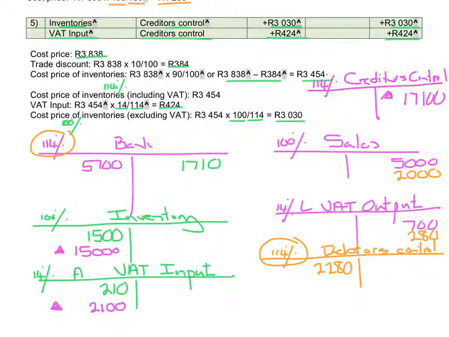So the only three accounts that we have that are 114% accounts are bank, creditors, debtors. All your other accounts will be 100% accounts. So you can never show VAT in any income or expense account. You always have to take the VAT out. So any income and expense that's recorded in your income statement will exclude VAT. The same in the balance sheet. All your assets and liabilities will exclude VAT except bank, debtors control and creditors control. All the other entries will not include VAT.